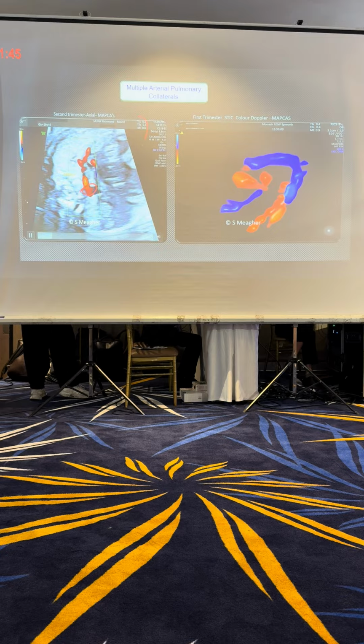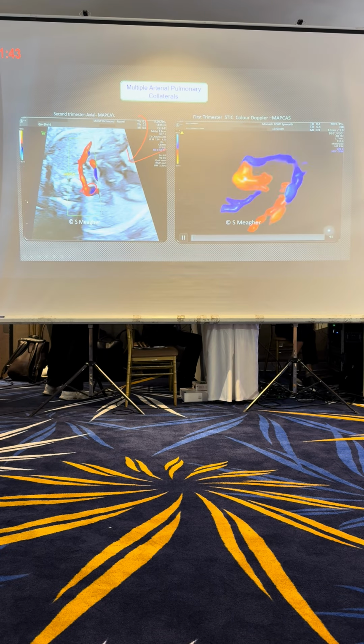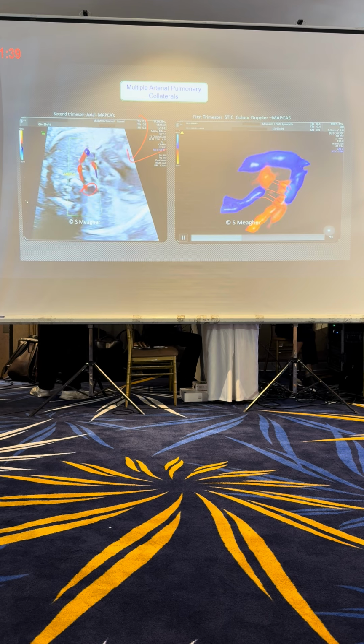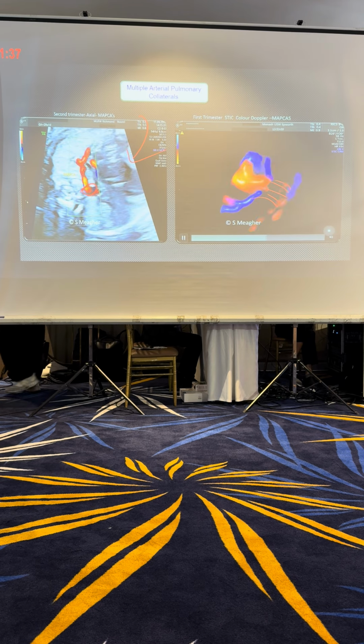And if you cannot see native pulmonary arteries, you look at the area behind the heart, number 1. So there's a hypoplastic right heart in this baby. Or you look at the descending aorta. In the first trimester scan, you are looking for multiple collaterals. These are bad prognostically.